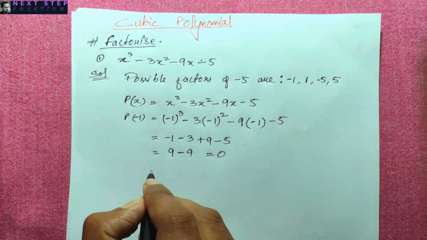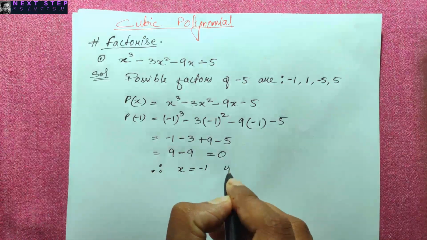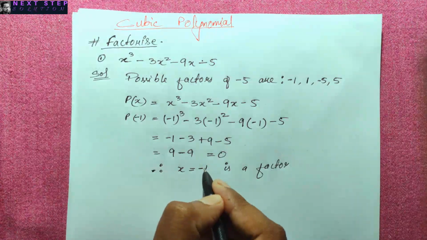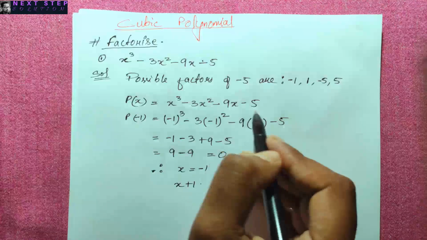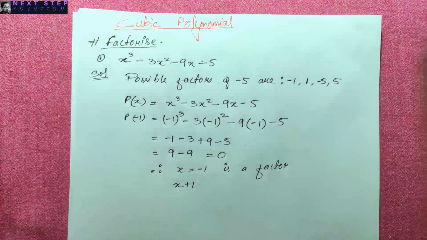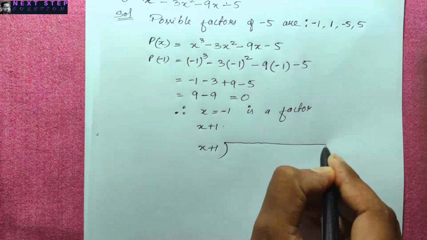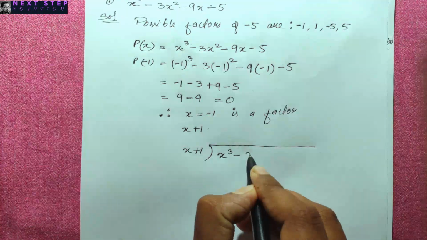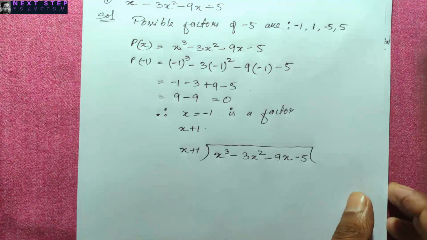So we can say this implies, or therefore, x equals minus 1 is a factor. Now if x equals minus 1 is a factor and minus 1 we bring this side, it becomes x plus 1 is a factor. And if x plus 1 is a factor, then we can divide this entire polynomial by x plus 1. Now let us divide this polynomial by x plus 1. X plus 1, and the entire polynomial is x cube minus 3x square minus 9x minus 5.